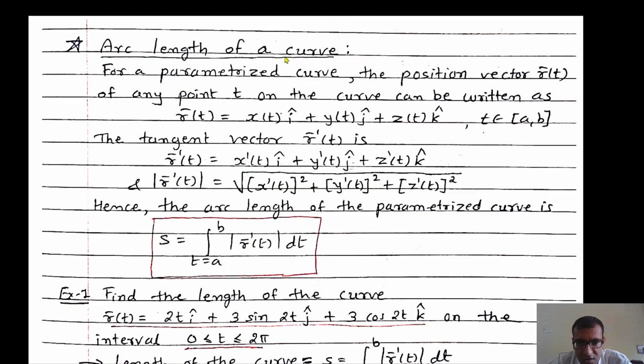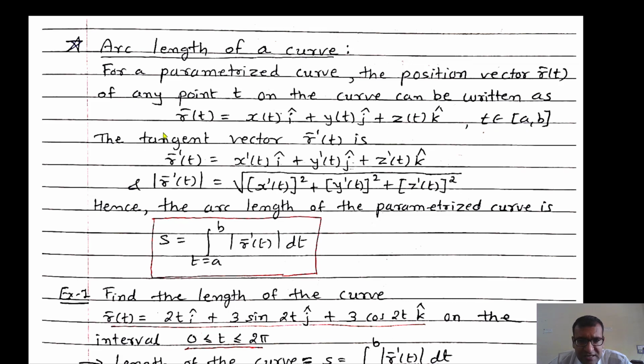Arc length of a curve, right? For a parametrized curve, the position vector r bar of t, you know what is r bar of t, right? So for a parametrized curve, the position vector r bar of t of any point t on the curve can be written as r bar of t is x of t i plus y of t j plus z of t k, where t belongs to closed interval [a, b].